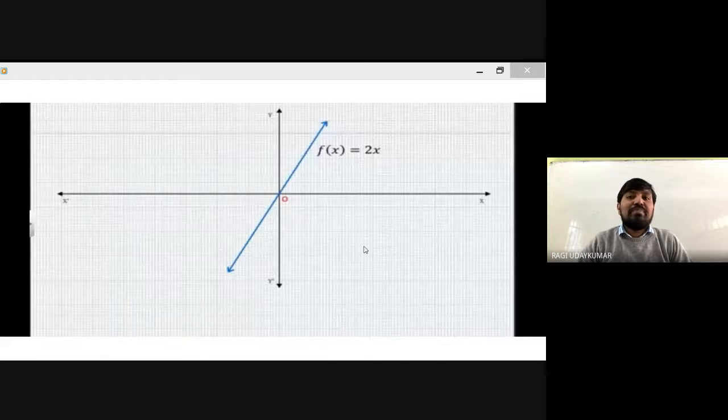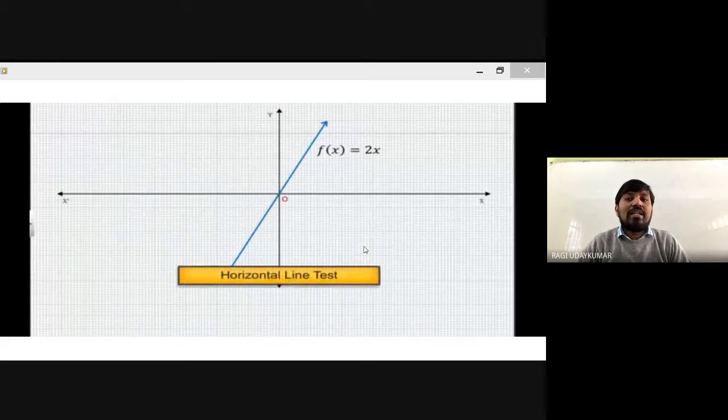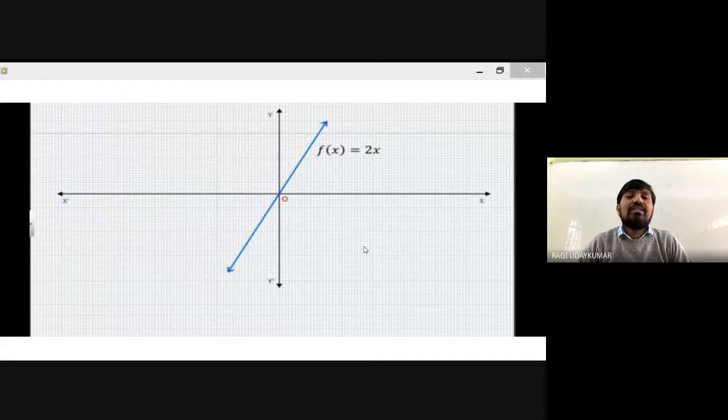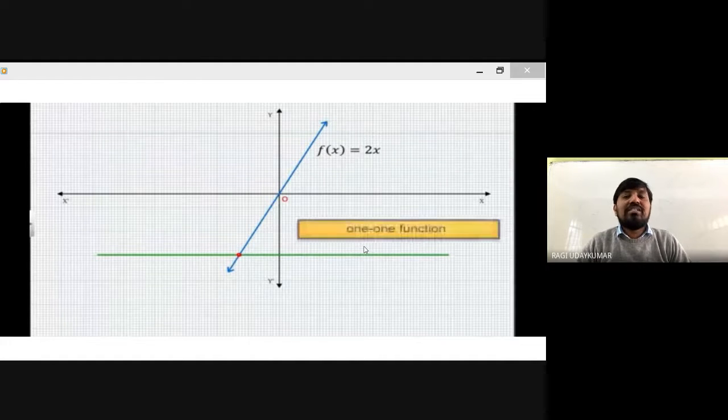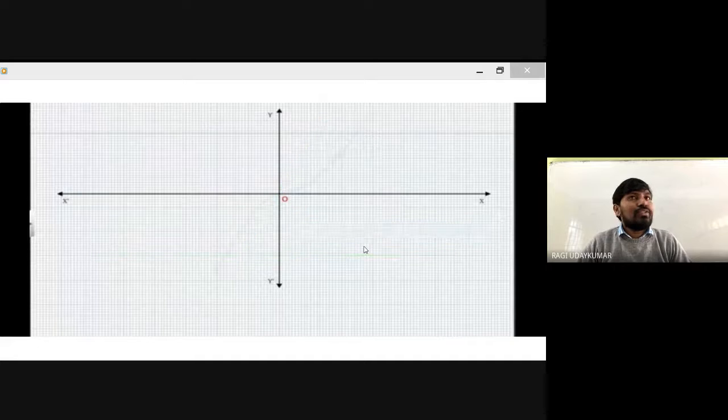Now the graphical representation. Through the graphical representation also, you can identify whether the function is one-one or not. That is, the graph of the function f(x) = 2x is like this. Whenever you are taking f(x) = 2x, we call it the horizontal line test. You draw any horizontal line for the given graph. If the horizontal line is touching the given graph at 2 points, any horizontal line, then it is not a one-one function.